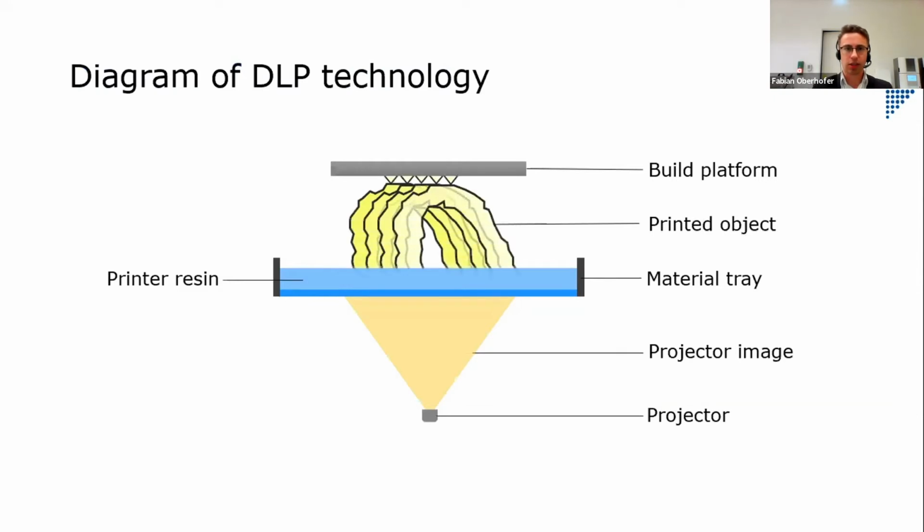Here again, a short diagram of how the technology works. We have the build platform, which is on the top. This is the printed object, which will stick to the build platform. We have the material tray with a resin inside. It's a photosensitive resin. And we have the projector, which produces the image through the transparent bottom of the material tray.